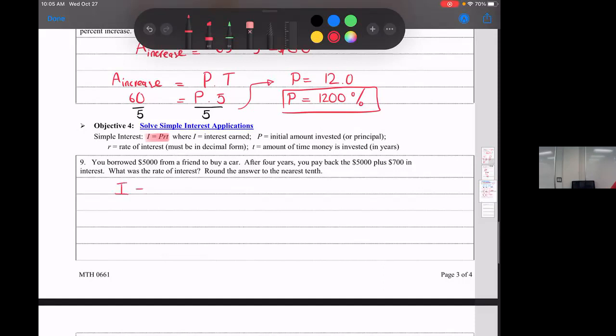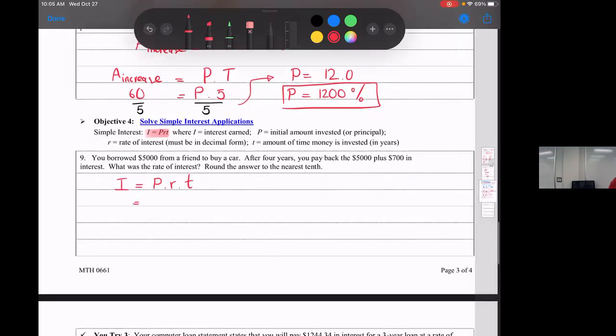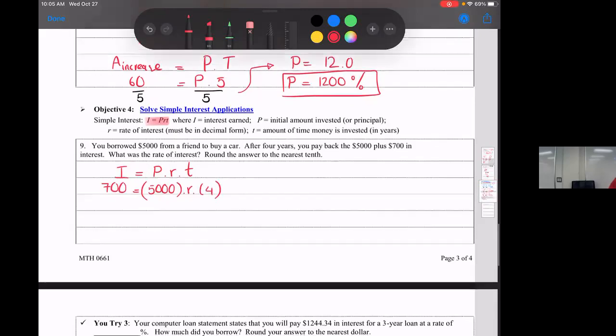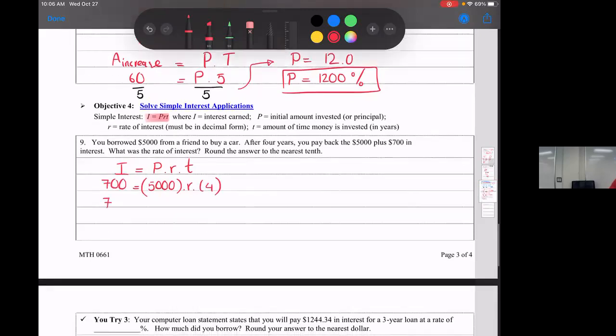So I'm gonna write out the formula. I equal P times R times T. What's 5,000 represent? That's your principal, right? That's the initial amount that you borrow from your friend. We're looking for rate, which is R, right? So I'm gonna leave R as R. What's T? How many years? 4 years. And what's I? 700. That's the interest that you pay back. And now you solve for R. Before I solve for R, I'm gonna clean up my right hand side. 5,000 times 4 is 20,000.